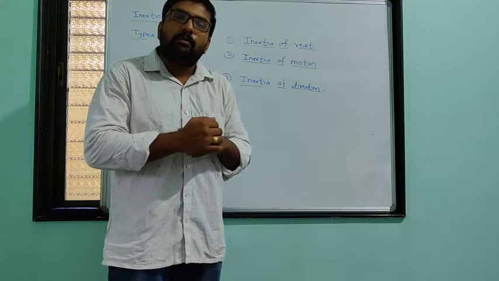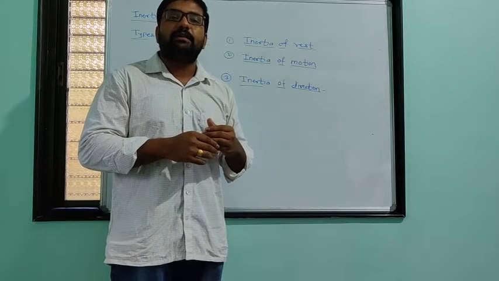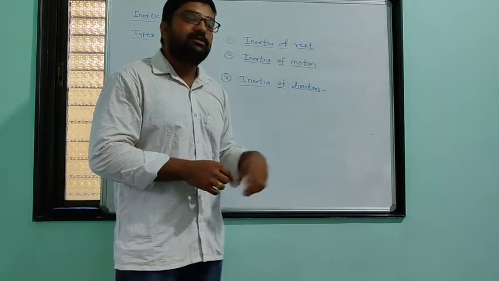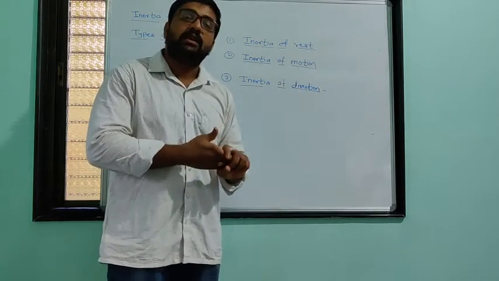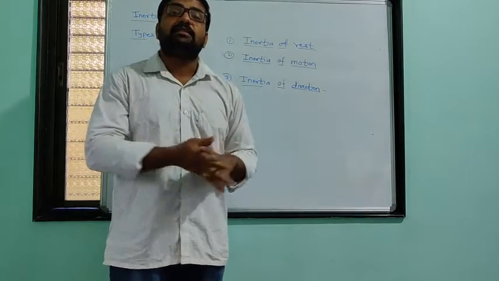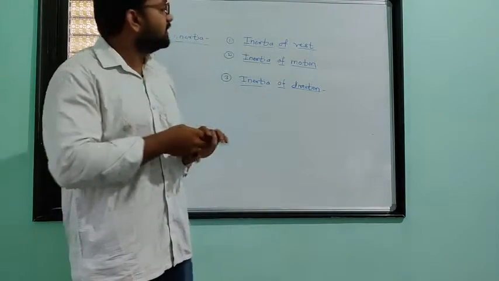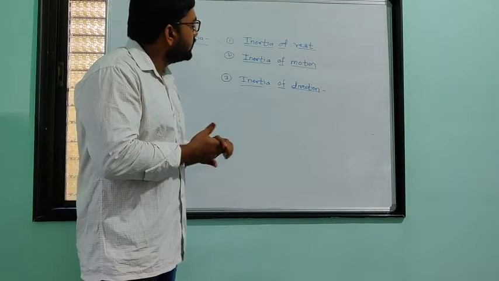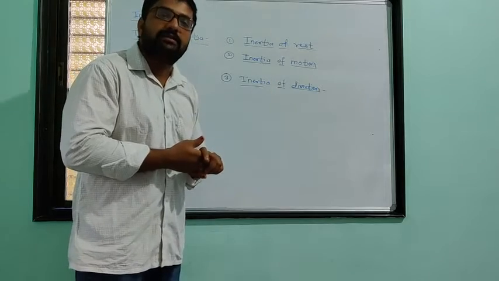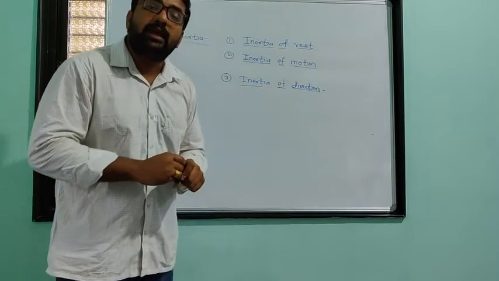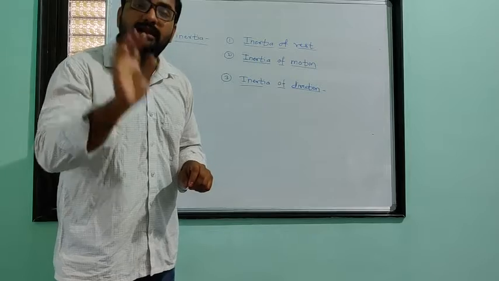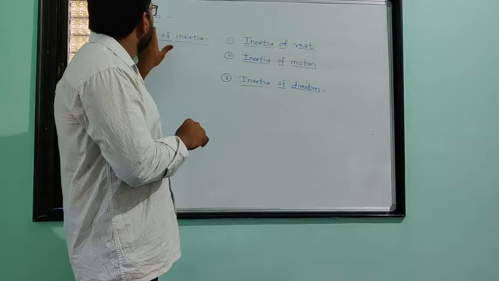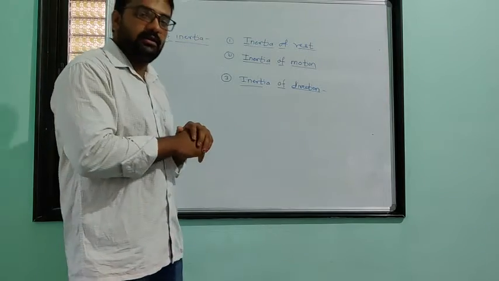So that is the property of a massive body, that they do not want to change their steady state, their motion state, or their direction. It is simply called the inertia of an object. And these are the three types of inertia: inertia of rest, inertia of motion, and inertia of direction. Okay, so you also have to remember these well with the examples that I already told you. And we have already seen the definition of inertia.